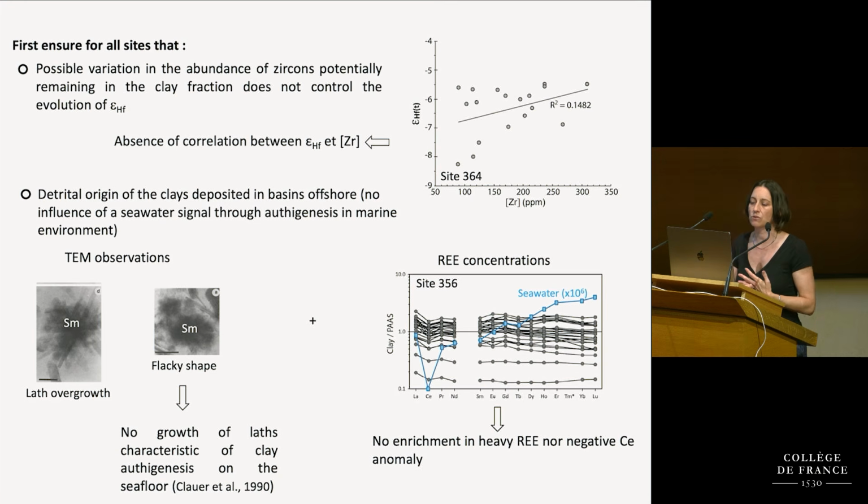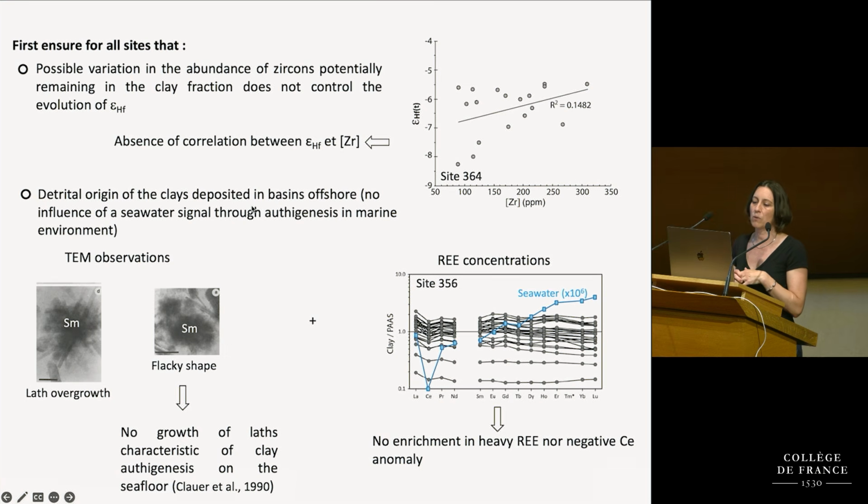This method also needs some precaution. It can be impacted by the abundance of zircons because they are very rich in hafnium and potentially could dominate the evolution that we record of the isotopic composition of hafnium. So for every site that has been analyzed, we have checked, of course, the absence of correlation between epsilon hafnium and the concentration in zirconium, to ensure that it will not dominate and control the evolution of the signal.